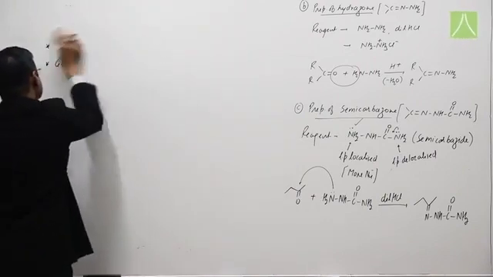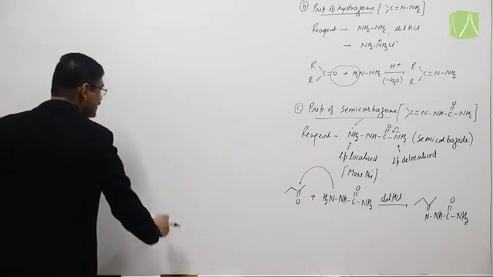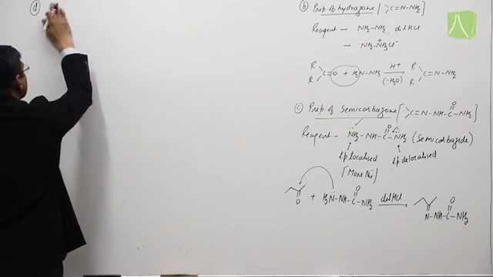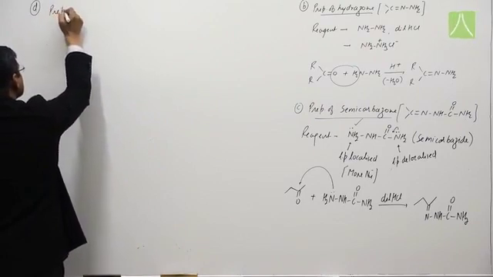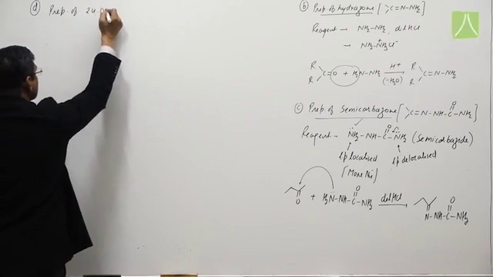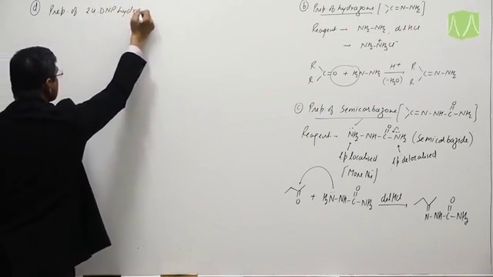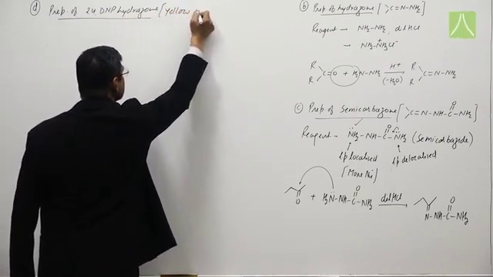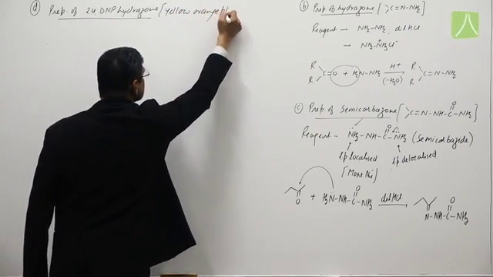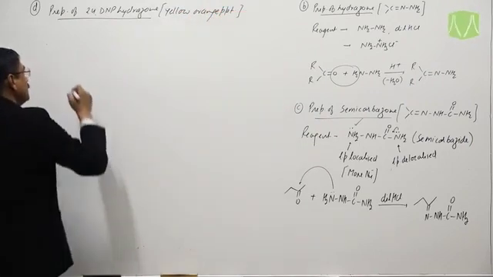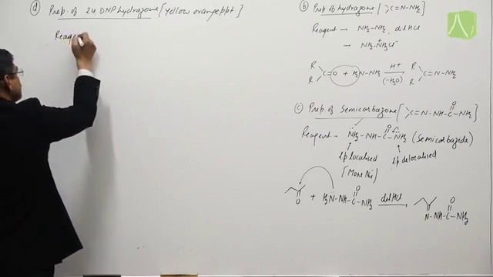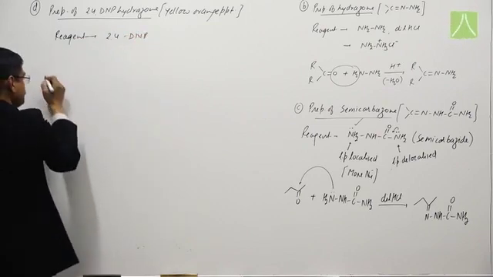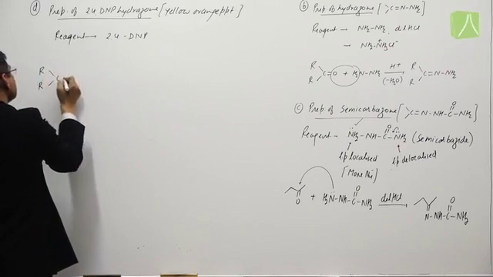The next addition is 2,4-dinitrophenylhydrazine. That is the lab test of aldehydes and ketones also. Preparation of 2,4-dinitrophenyl hydrazone. This is a yellow-orange precipitate. The reagent is 2,4-DNP. The reaction is like this.